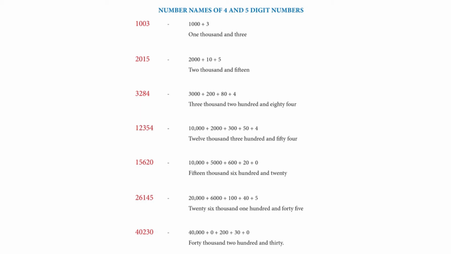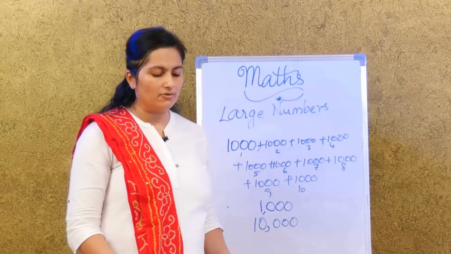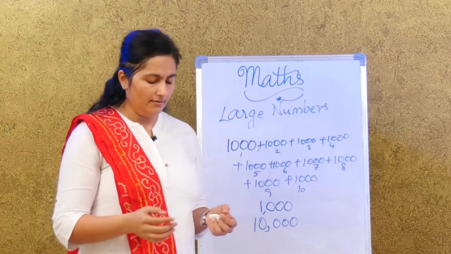Then when it comes to 5 digit numbers, 12,000 plus, 12,354. Did you see the change? That is, we use a comma and also we use 12,000. Up until now we only use 3,000, 2,000, 1,000. Now we are going into double digit numbers. Then is 15,620. Then the last one, 40,230. So, when it comes to the thousands, we call it according to the number and then we go on.